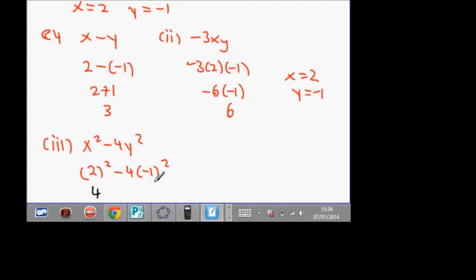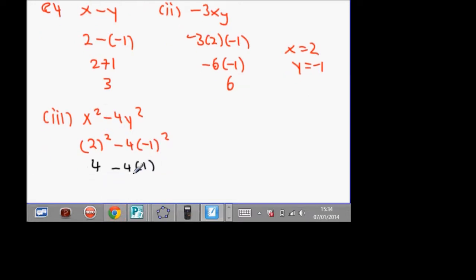What's minus 1 squared, Orson? Minus 1 multiplied by minus 1? Plus 1. Finally, what's 4 multiplied by minus 4 multiplied by 1? Minus 4. If it was minus 1, it'd be minus 4. 4 minus 4? 0. Okay.